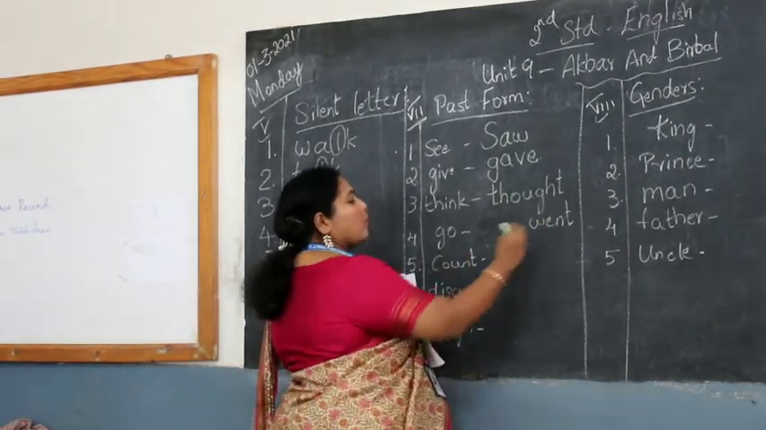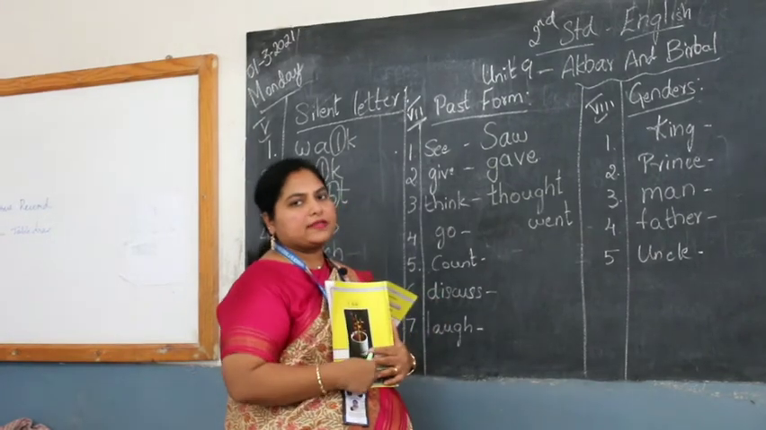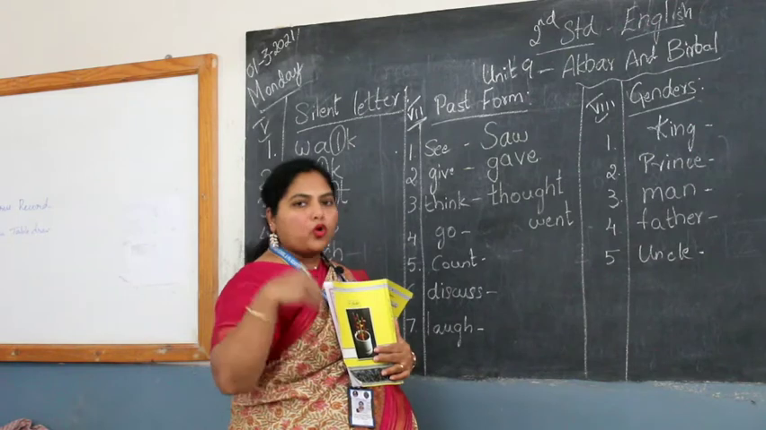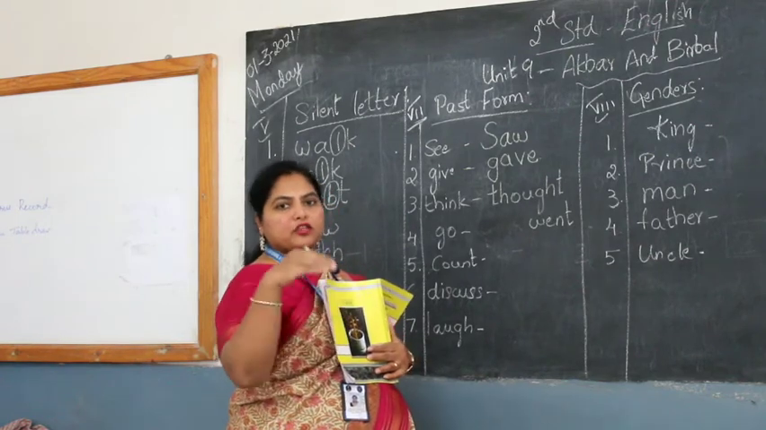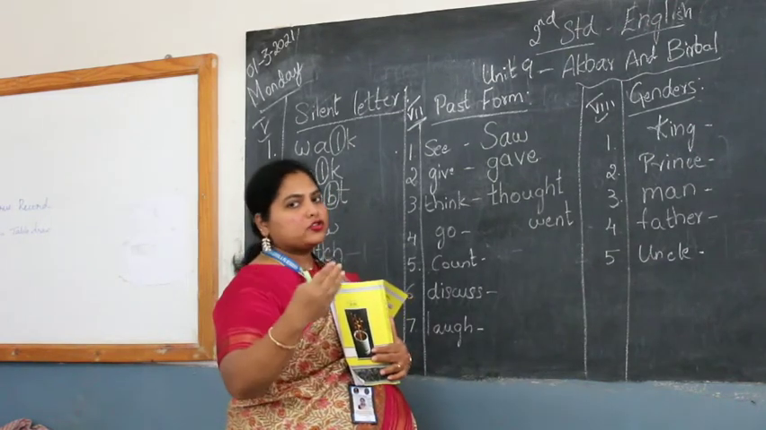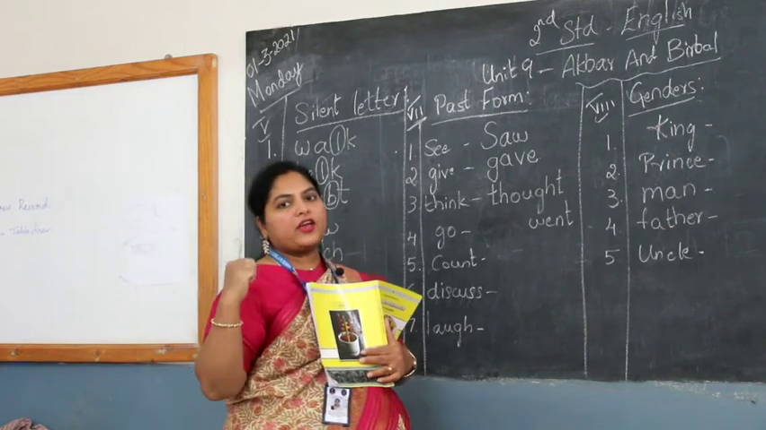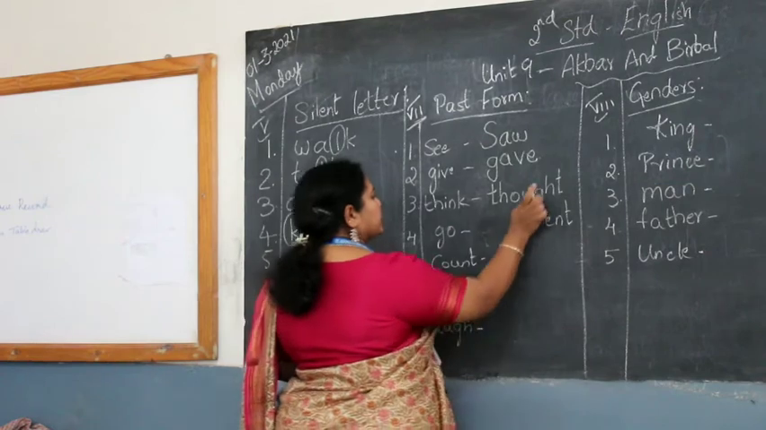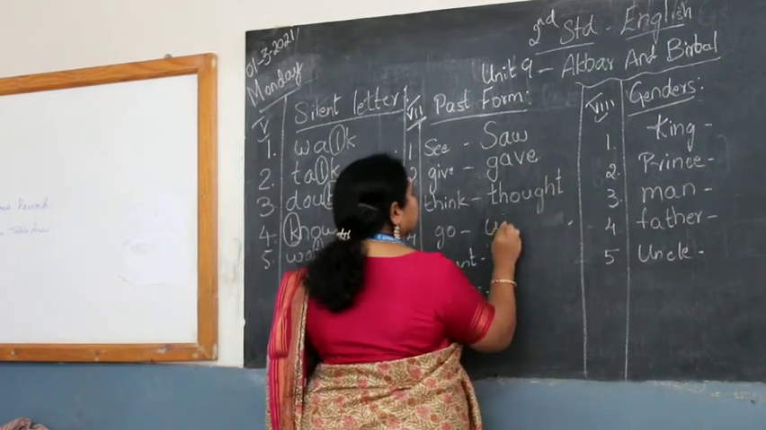So go, went. I went to a place. I will go to a place. That will be a future. I am going for shopping is your present. I will go to shop tomorrow. I went for shopping, that's yesterday. So I went. Went was your correct word.